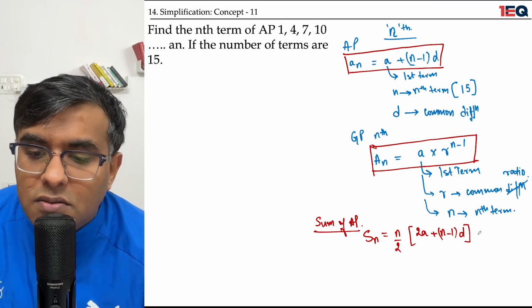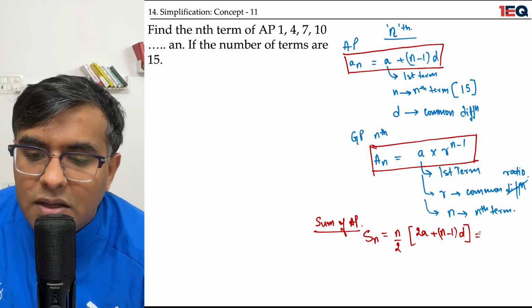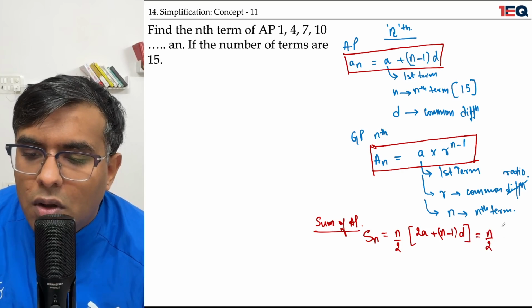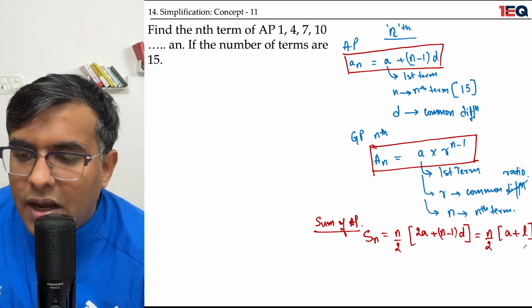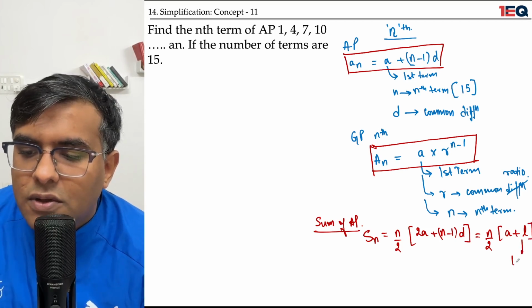The second formula which I have on my mind is Sn is equal to n by 2 multiplied by a plus l, and l stands here for the last term.